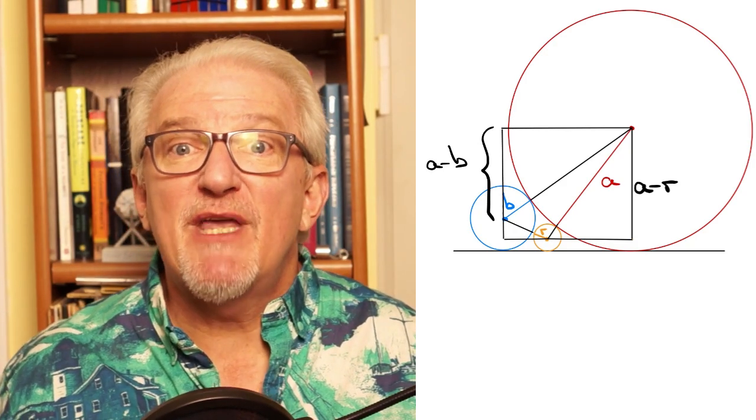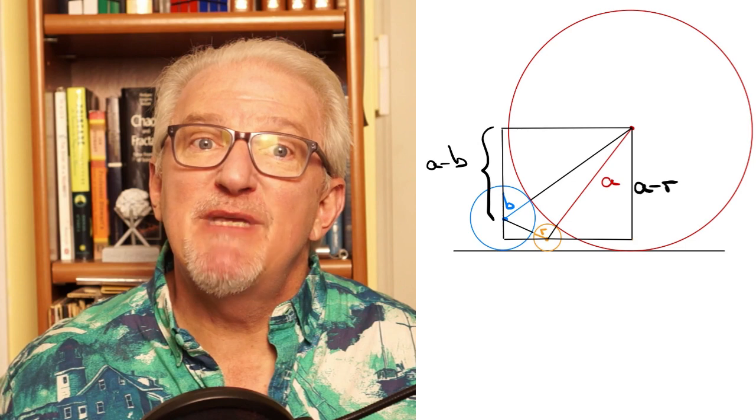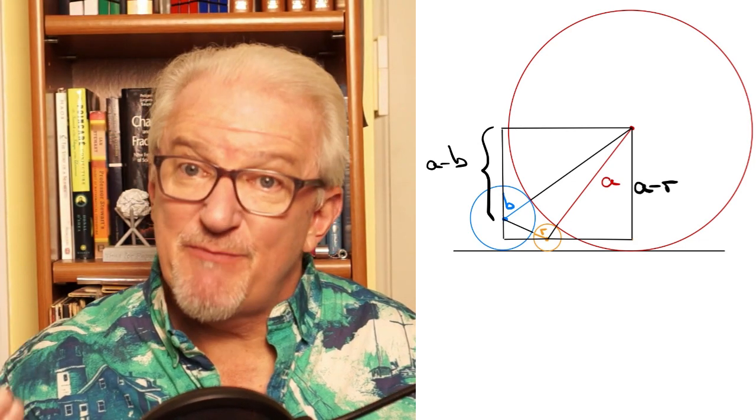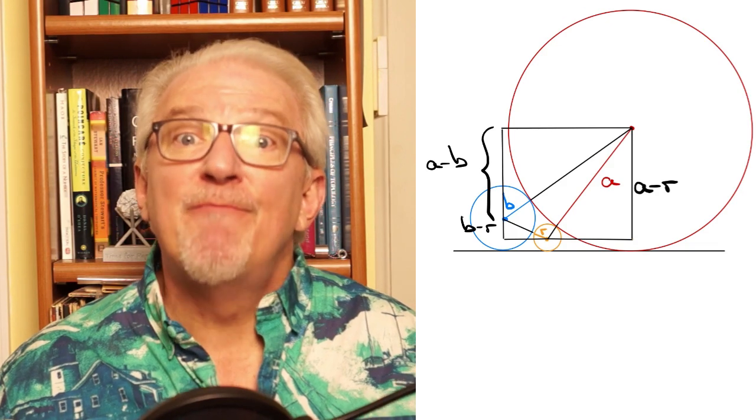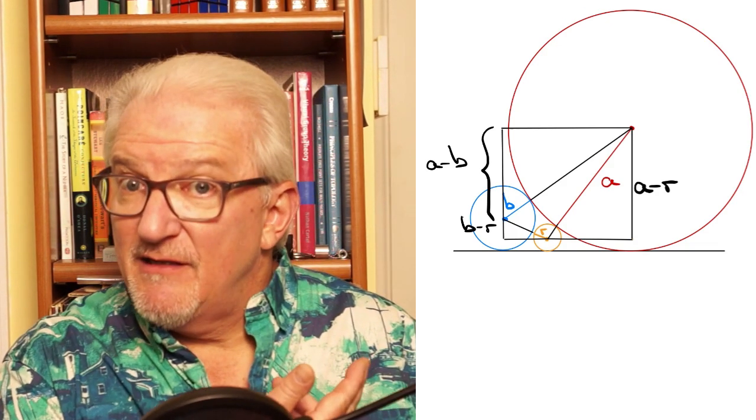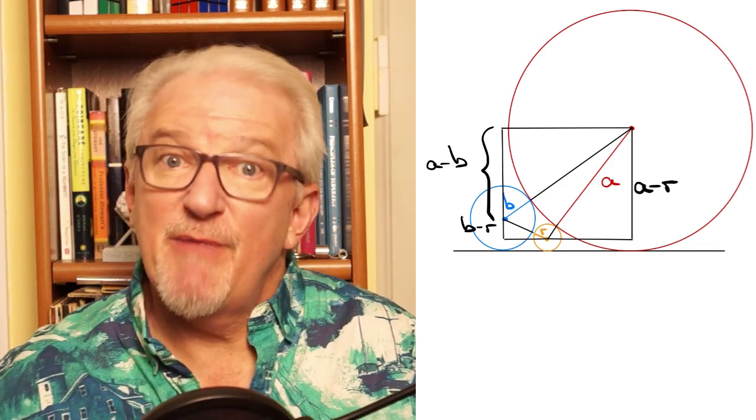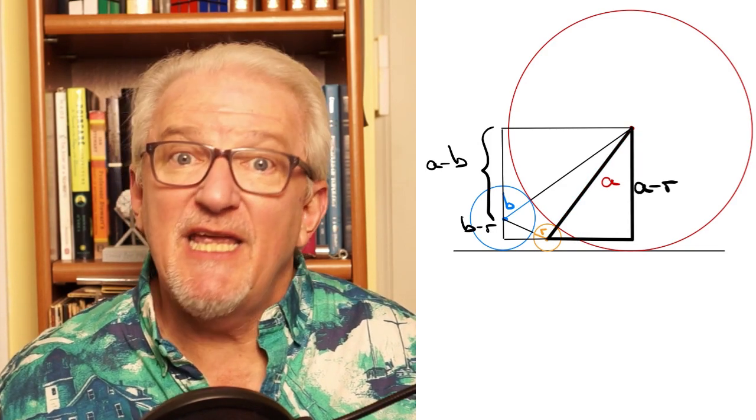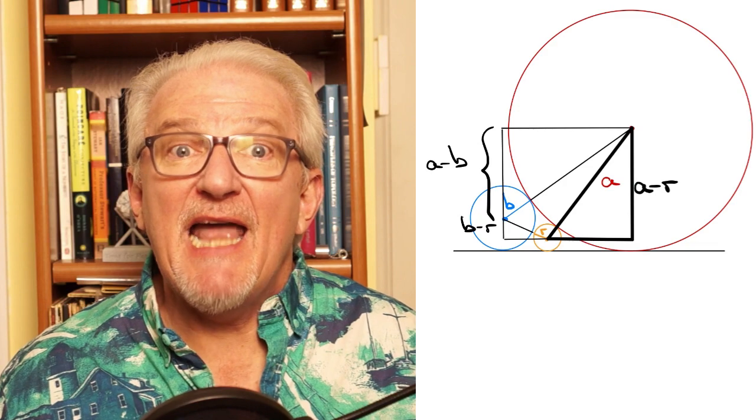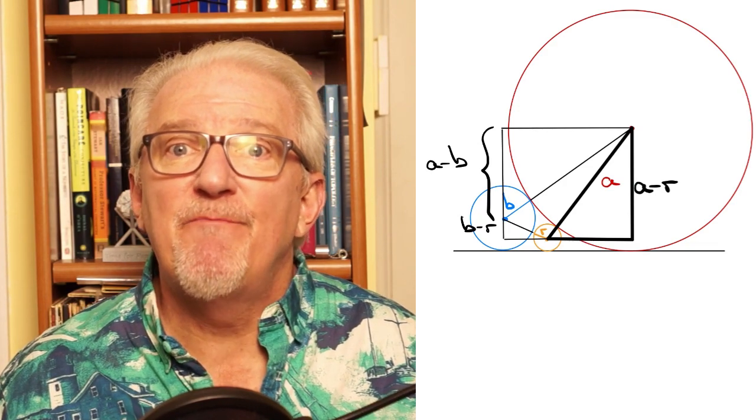Using similar reasoning, we can see that the left side of the rectangle can be split into segments of length a minus b and b minus r. Now, let's work on the length of the base. The longer segment that makes up the base is the missing leg of a triangle whose other leg is a minus r and whose hypotenuse is a plus r.